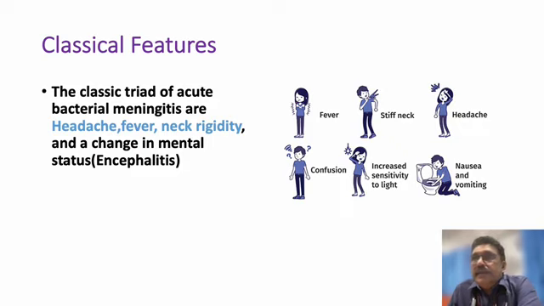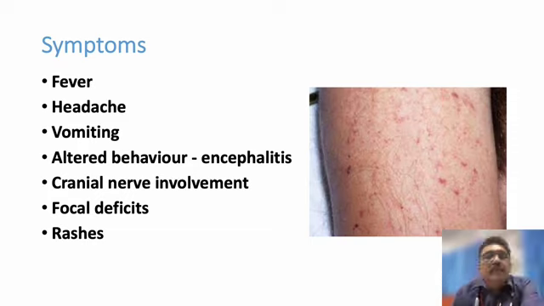These are the classical findings you get in meningitis. Altered behavior is a classical finding of encephalitis. Normally altered behavior will not occur in meningitis, but somebody who has meningoencephalitis can have all these four findings. Many patients with meningitis can have associated findings like high degree fever, headache, and vomiting. Vomiting mostly indicates raised intracranial pressure. Altered behavior indicates brain parenchymal involvement.